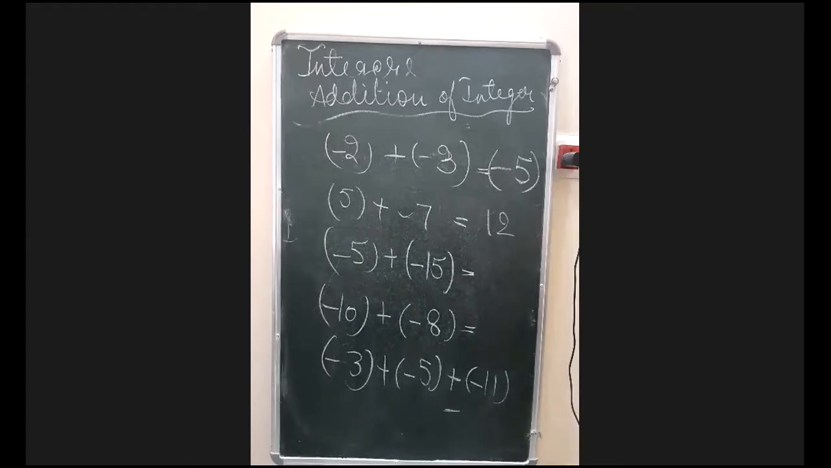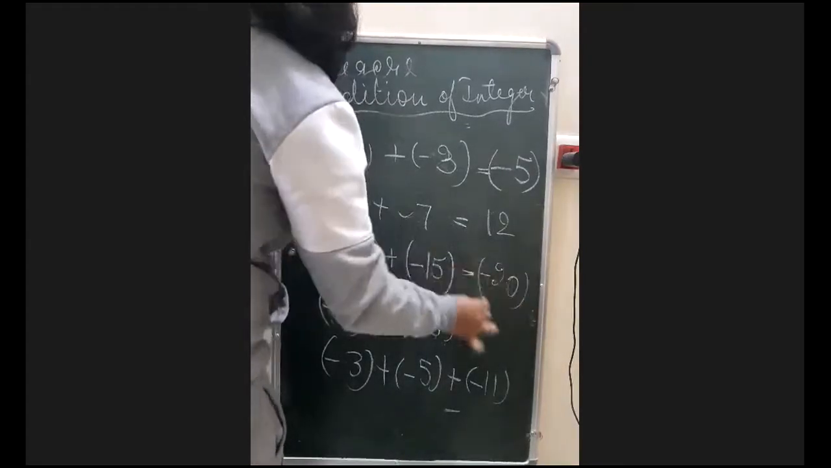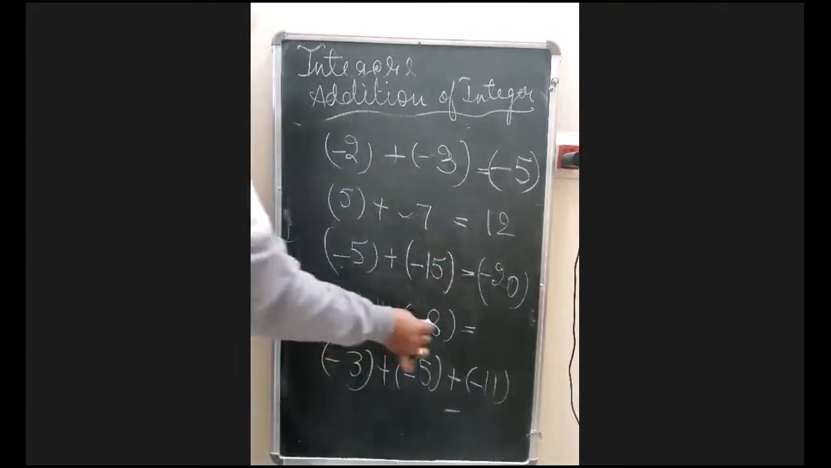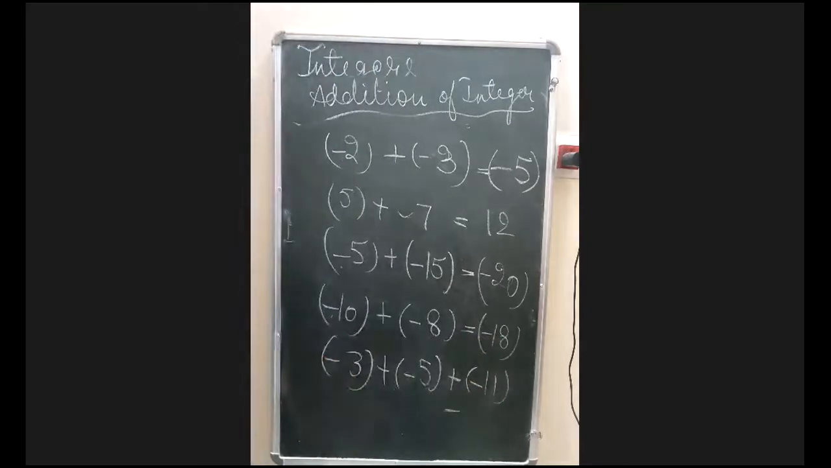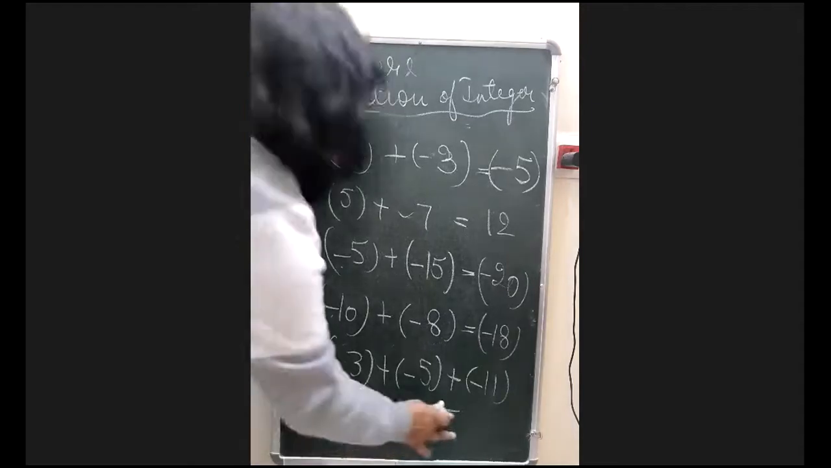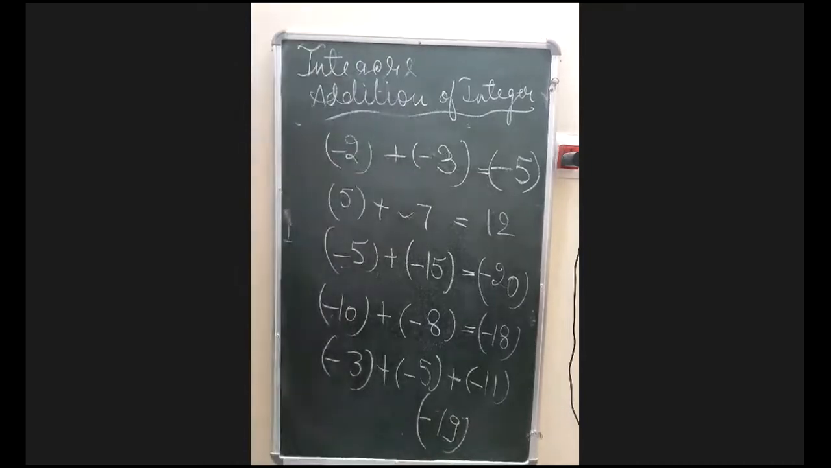So here let's see. -5 -15 will give you -20, ठीक है. -10 और -8 मिलाकर it will give you -18, and the last one -3 -5 -11, all three are negative, it will give you -19. The answer would be -19. Now I want to see who are the correct students.